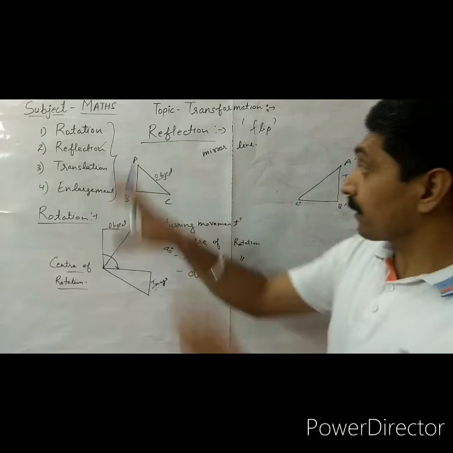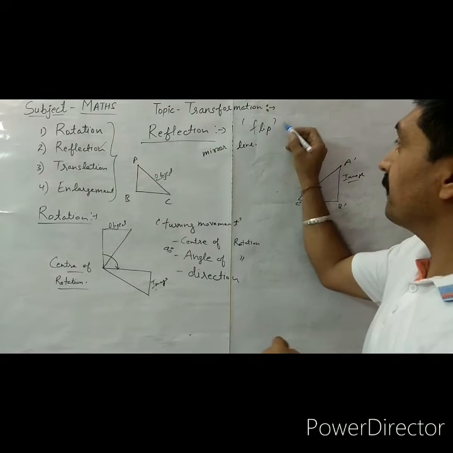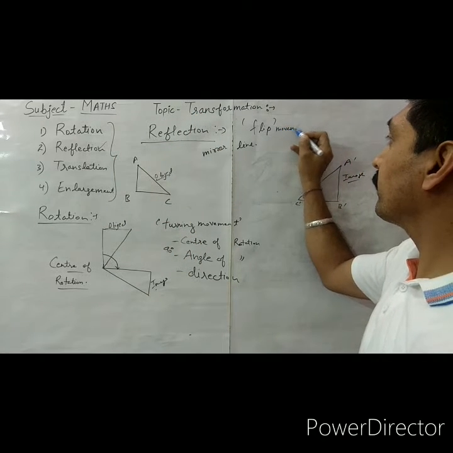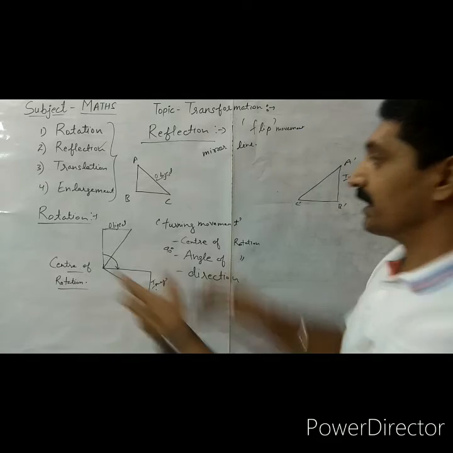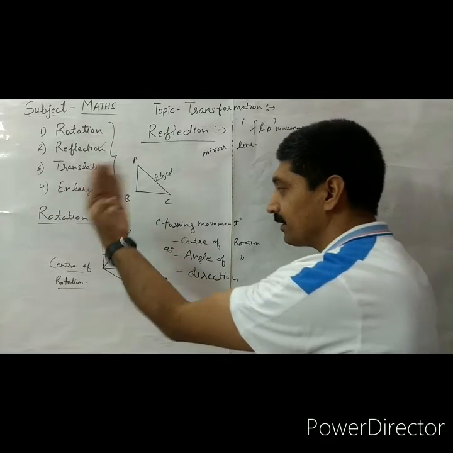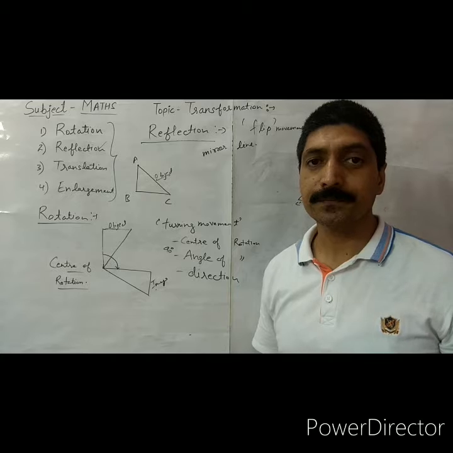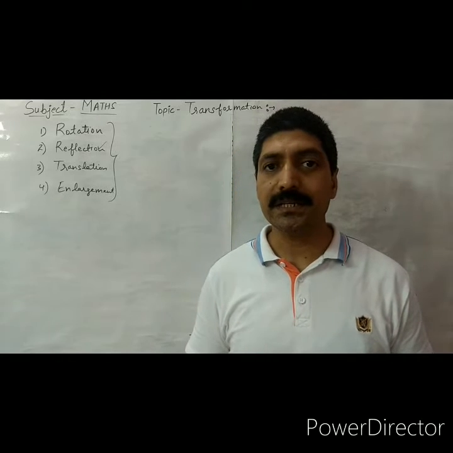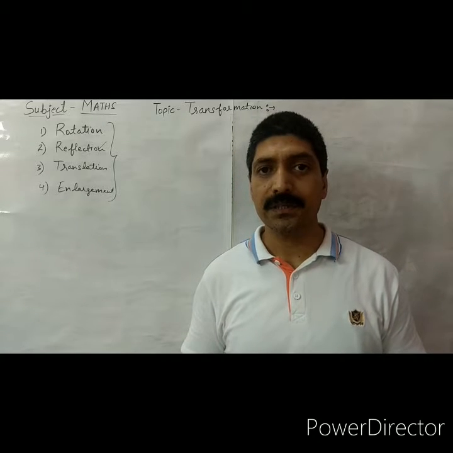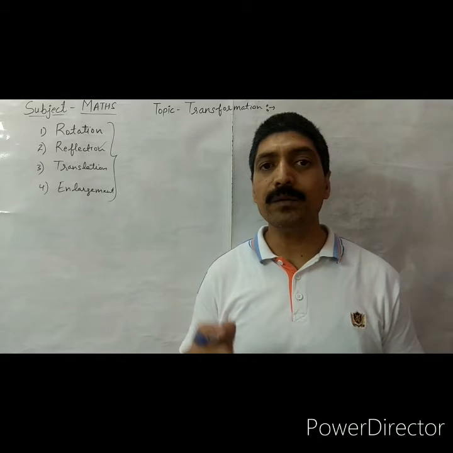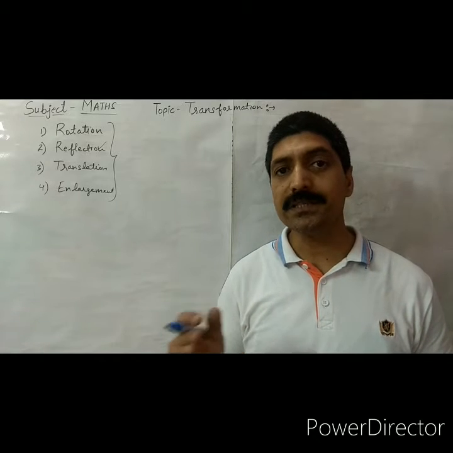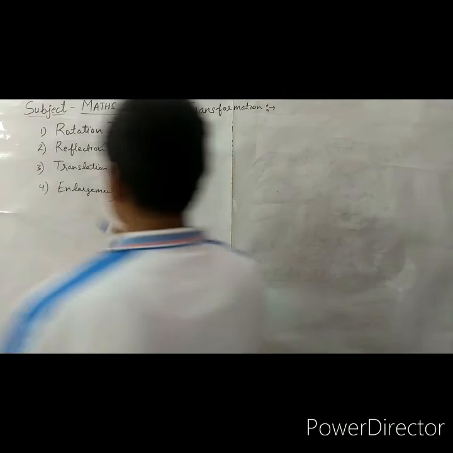So in reflection we have a flip movement, whereas in rotation we have a turning movement. The next is translation. The straight sliding movement is called translation.